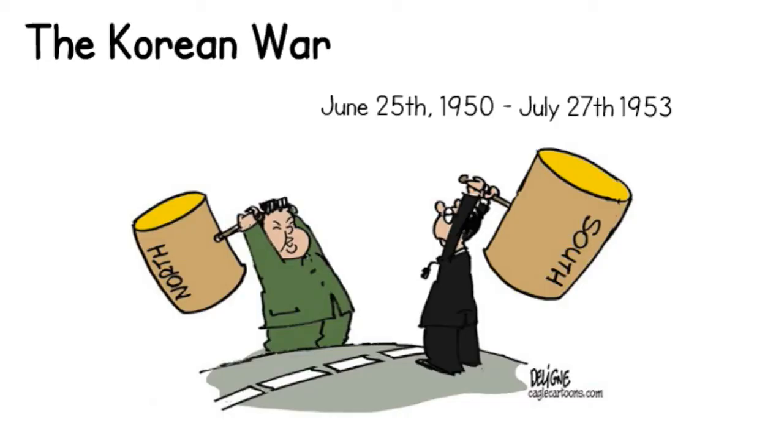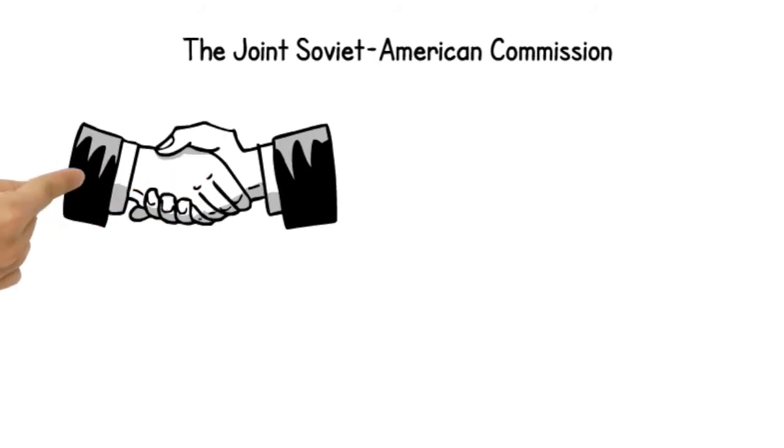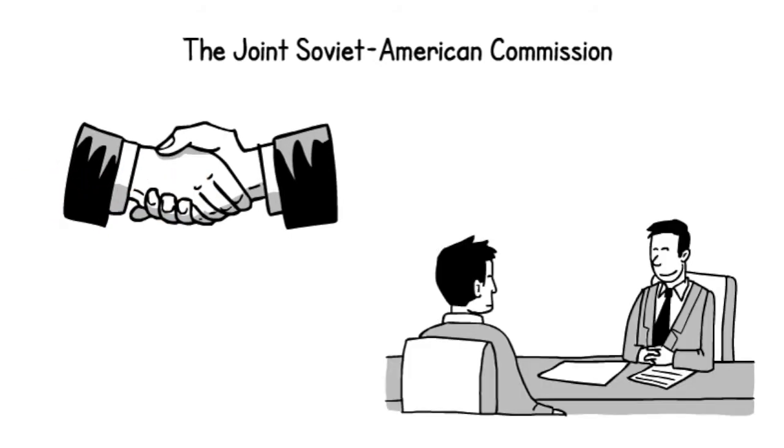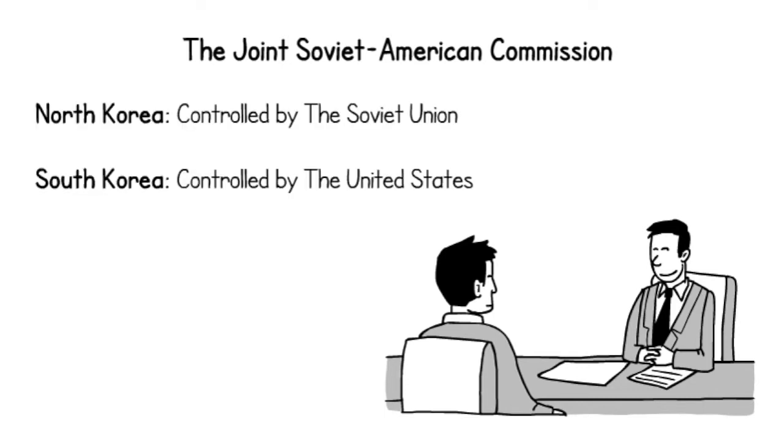So after World War II, Korea was split up after the Japanese surrender, and it was split at the 38th parallel due to the decision of the Joint Soviet-American Commission. So the North was controlled by the Soviet Union, and the South was controlled by the United States. The Joint Soviet-American Commission was when the two countries came together to discuss how Korea would establish their government. The two countries ended up not agreeing on the democracies, and so they decided to split the land.